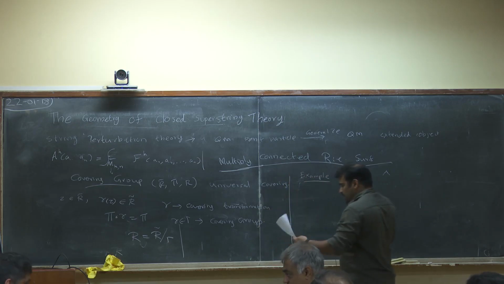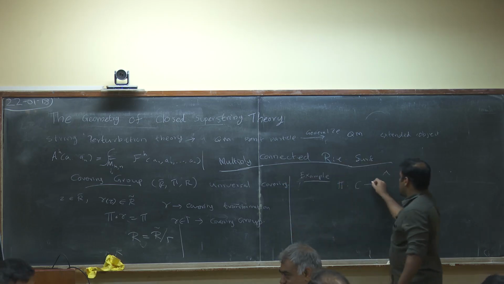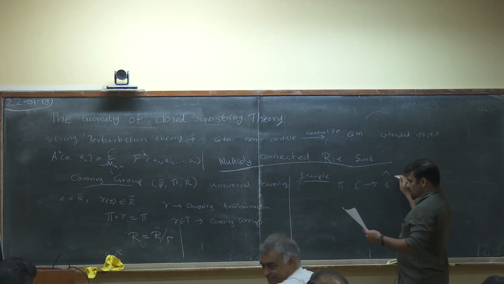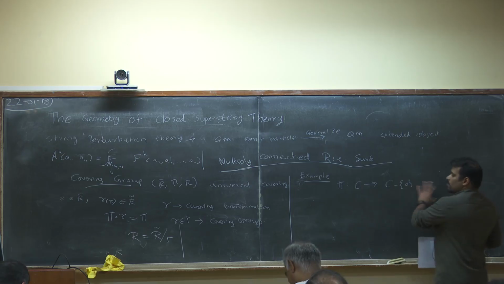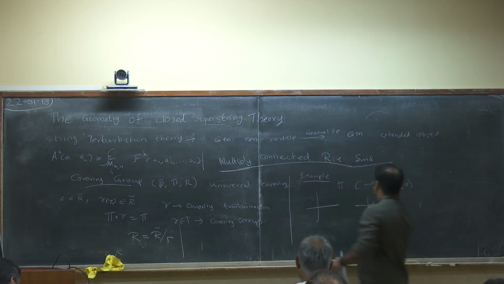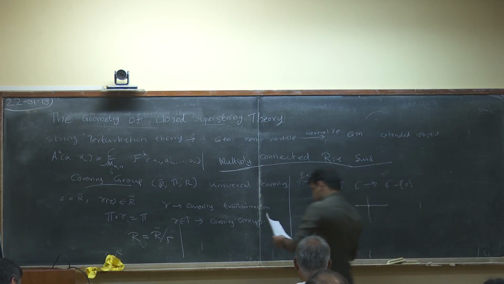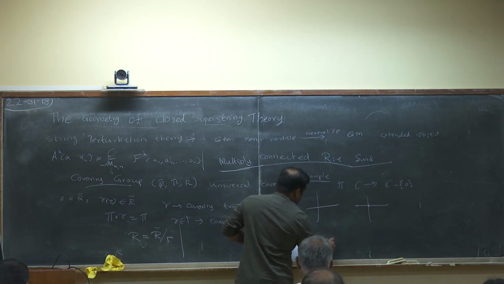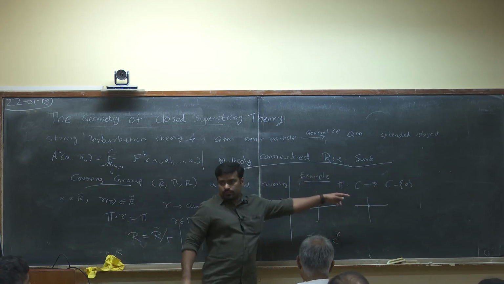So you could consider this mapping. You have a complex plane mapped to the complex plane with zero removed from it. So you can map from the complex plane to the complex plane without the origin in it. The mapping is given by phi of c equal to e raised to c. So this exponential map will provide you this covering transformation.